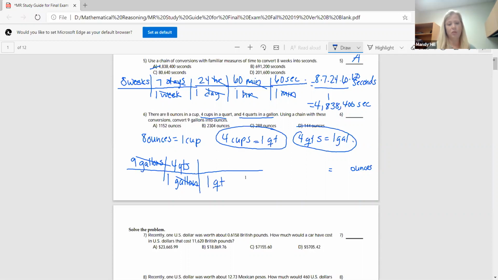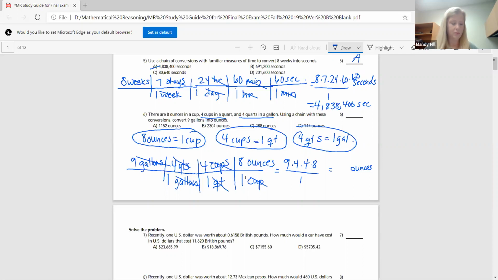So 1 quart is equal to 4 cups. The quarts are going to cancel out. I don't want cups, I want ounces. I'm going to use this one, put the 1 cup on the bottom and the 8 ounces on the top so that my cups cancel out. So I'm ending up with ounces, and it's 9 times 4 times 4 times 8 over 1. And that's going to get us 1,152 ounces, which is A.